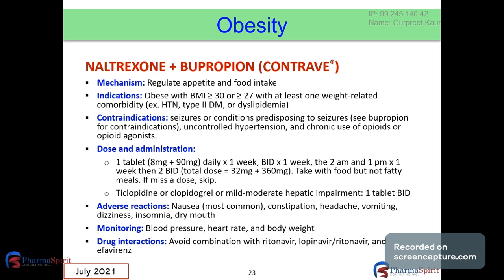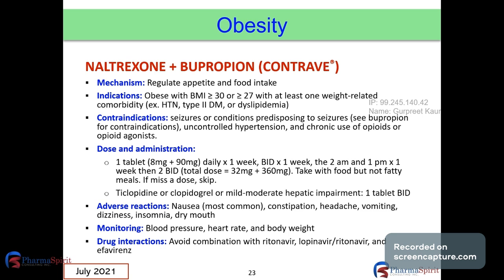Our target is to lose at least 5% of the baseline body weight by week 12 after reaching the maximum dose or the usual dose. If we don't achieve this target, discontinue therapy because this means that the patient will achieve a meaningless weight loss.